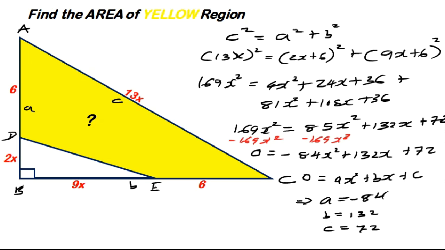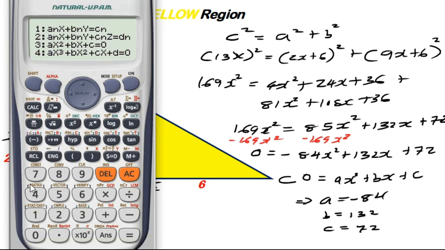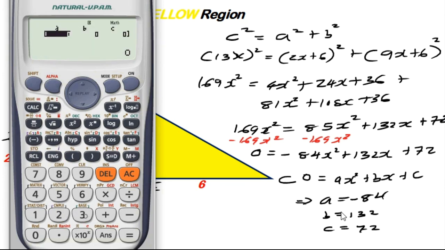So when I use the quadratic formula with the calculator, I will go to equations, that is number 5. Then quadratic equation is number 3. Then I key in the coefficients. So a is negative 84, equals, then b is 132, then c is 72. So what are the solutions of x?